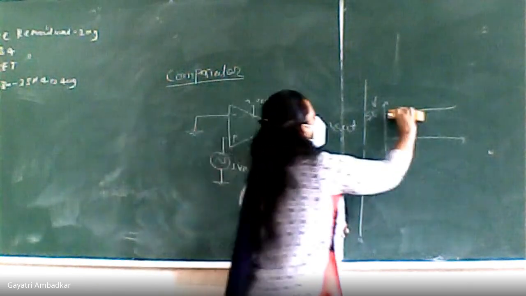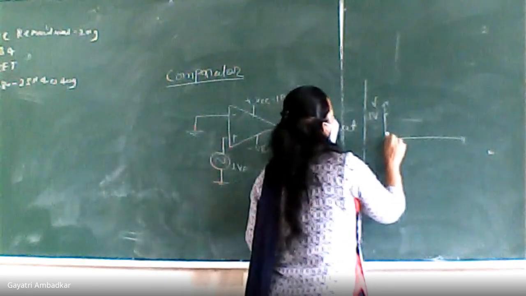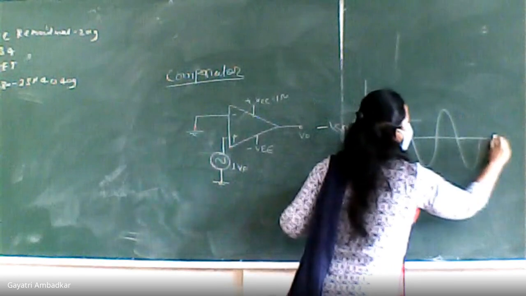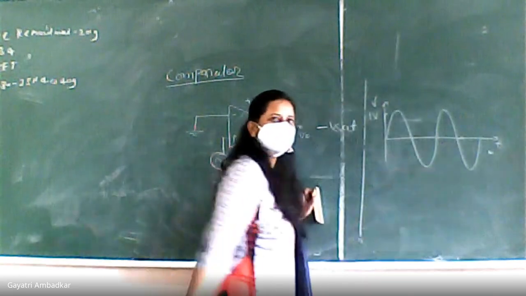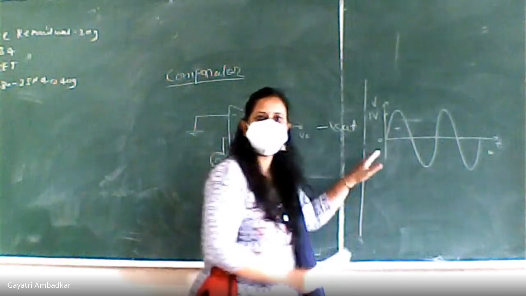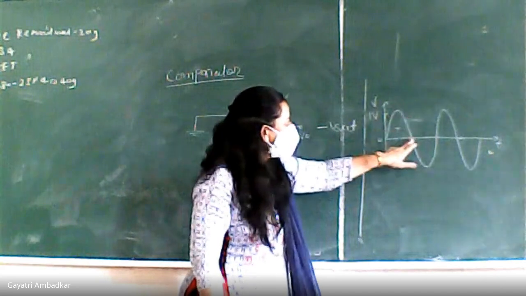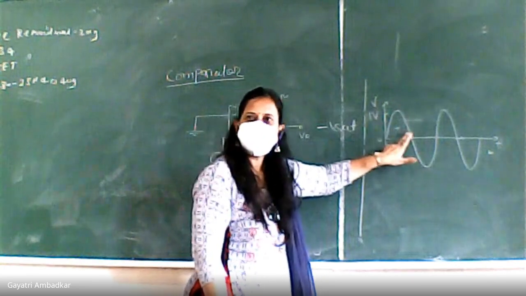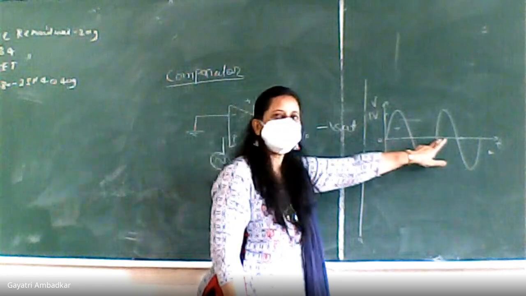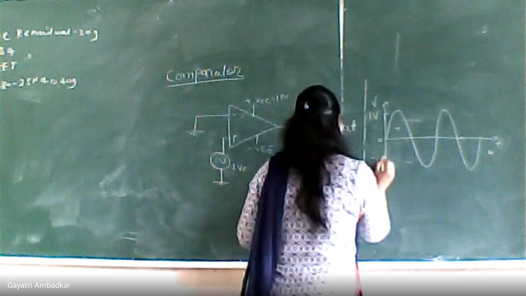Now this is my signal. My signal itself is changing continuously. Here it is 0, it starts from 0 and reaches 1 volt. Then it drops from 1 volt and reaches 0. Then from 0 it reaches minus 1. Then from minus 1 it increases and reaches 0. Now tell me, will the output be fixed?